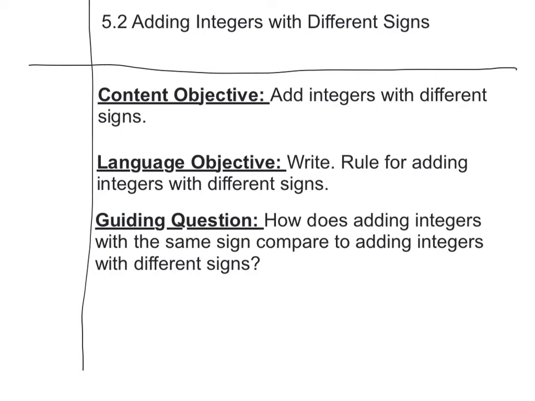Okay, 5.2, adding integers with different signs. So we're still adding, but this time one of the numbers will be positive and the other one will be negative. I'm going to show you how to do that real quick. So get this written down.